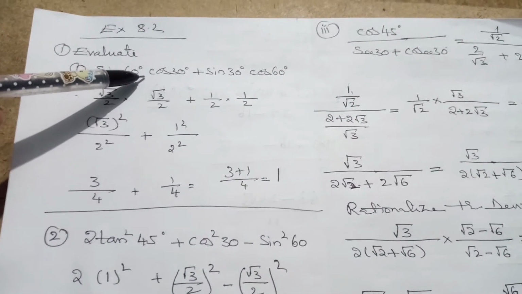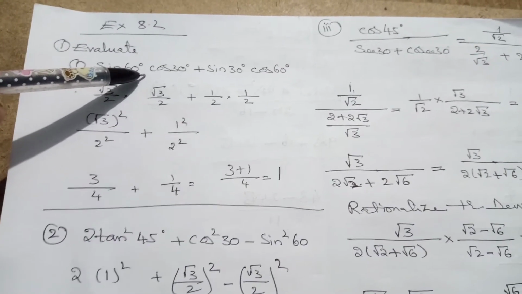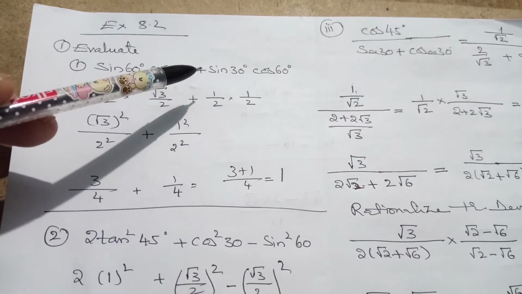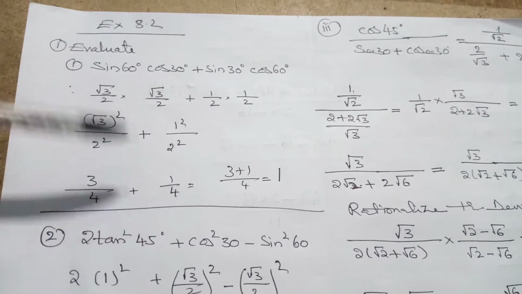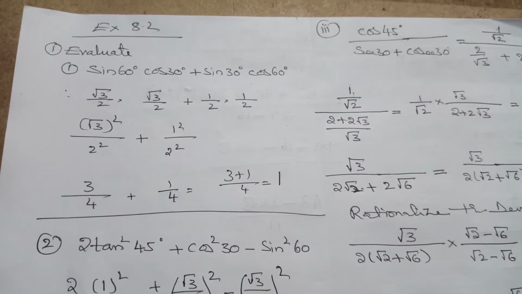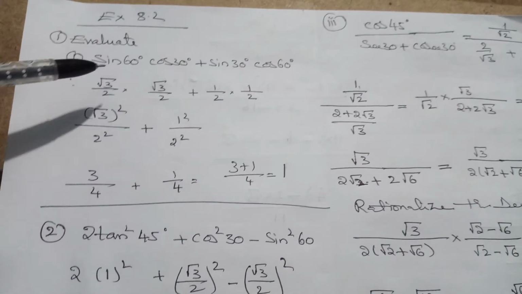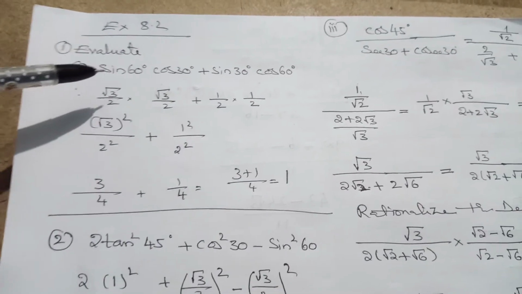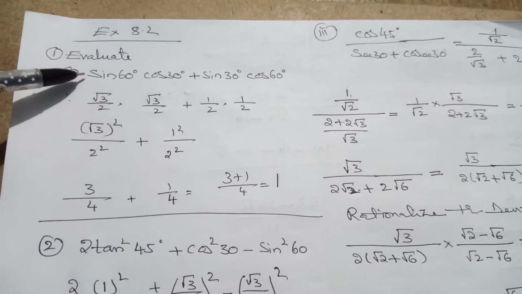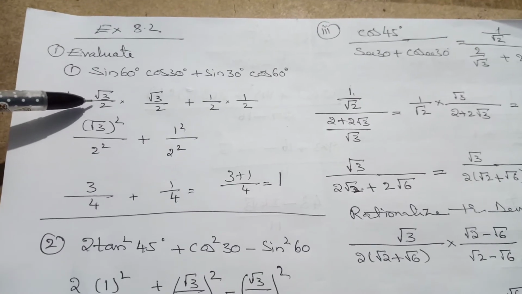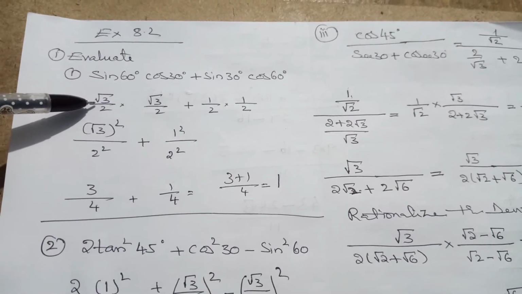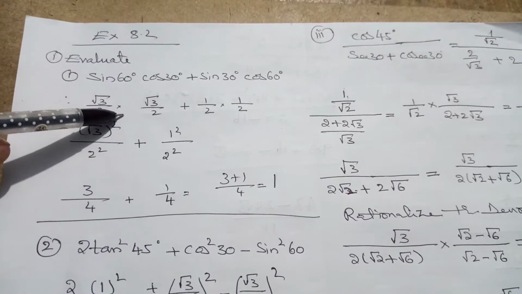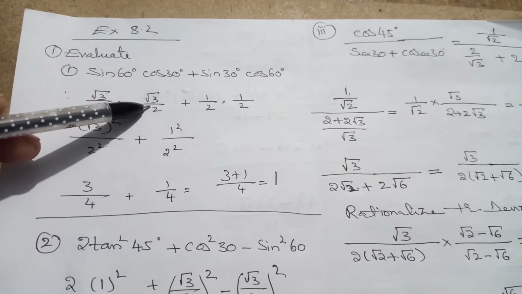Whenever the multiplication is there, we need not write the sign. The plus, minus, and division are written, but for the multiplication we just write it like that, sin 60 cos 30. So we have to find the value of this expression. Now sin 60 degrees, from the table, is root 3 by 2, times cos 30 degrees, root 3 by 2.